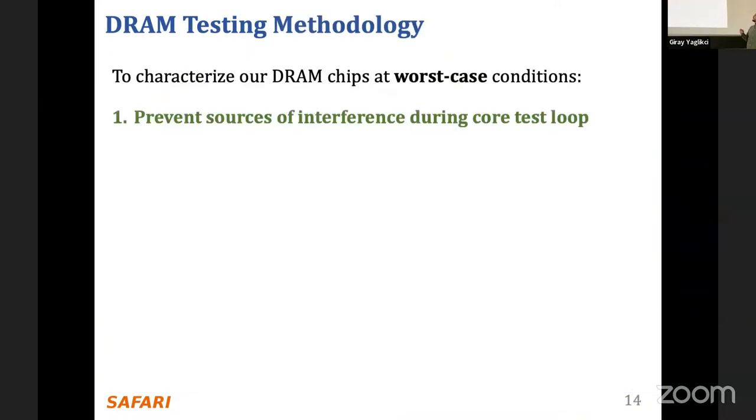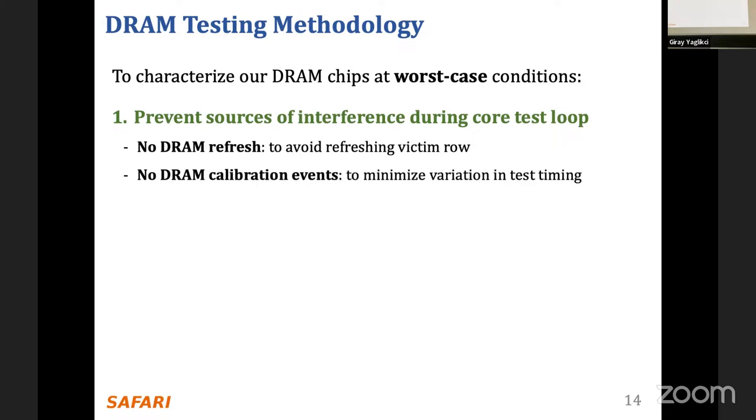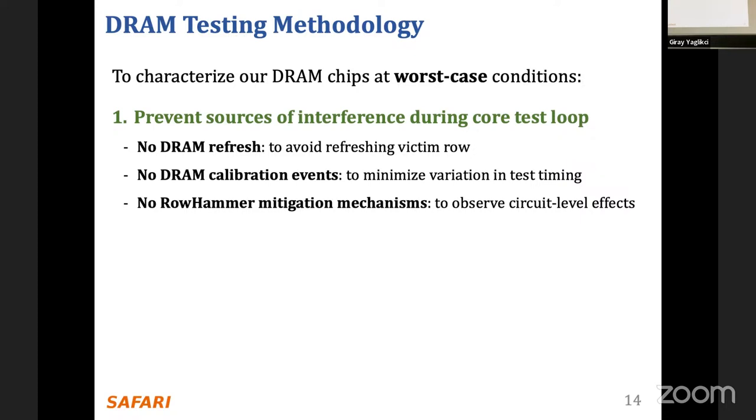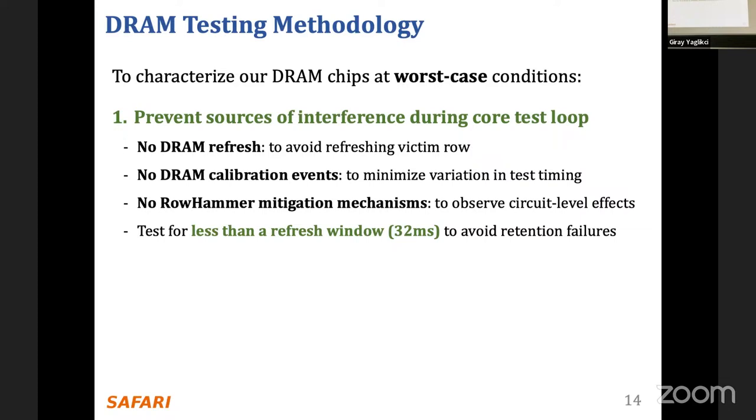Okay. So in our methodology, we want to characterize worst-case conditions. To this end, we basically prevent sources of interference during our core test loop. We disable all the DRAM refresh operations, disable calibration events, and we do not have any RowHammer mitigation mechanisms in this system. And we fit all our tests into a small time window that is smaller than the refresh window so that we don't have any retention failure interference.